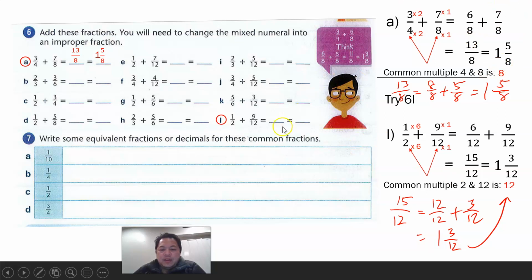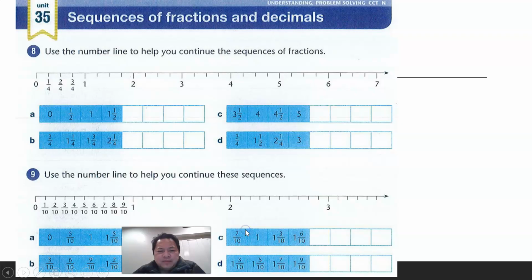The last part is quite straightforward. Let me get the fractions to appear first. For the last part, you're supposed to write down equivalent fractions or decimals of these common fractions. I've given four of them, so I'm sure you can produce more. I would suggest maybe you can give 4 fractions and 1 decimal. That's good.